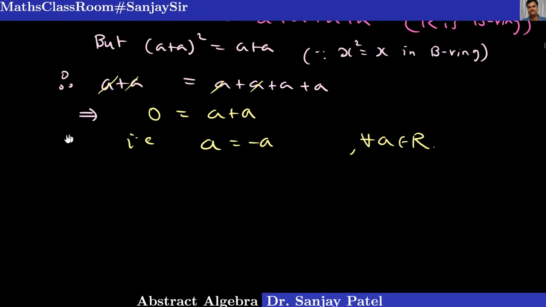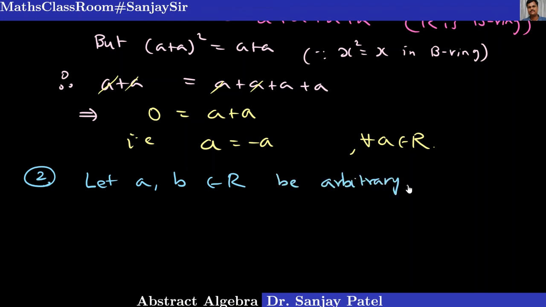Let us go to the next result to prove R is a commutative ring. Every Boolean ring is commutative. What I have to show is a into b is equal to b into a. So let me start with any two elements, a and b, belonging to R, be arbitrary. What I want to prove is a dot b is equal to b dot a.